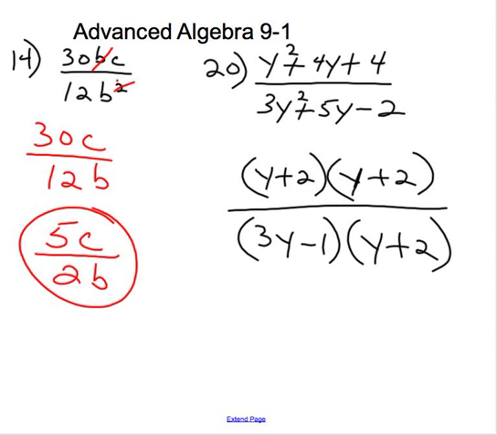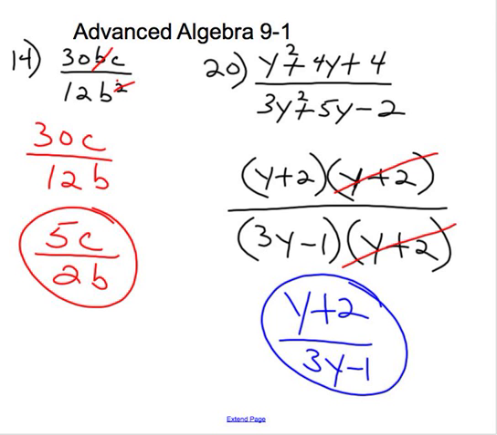Now that it is factored, I cancel any terms that are in both the numerator and denominator. Like, I got a y plus 2, I got a y plus 2. Whatever doesn't cancel is your answer: y plus 2 over 3y minus 1. There's our solution for number 20.